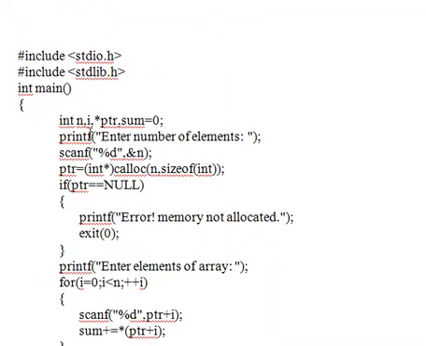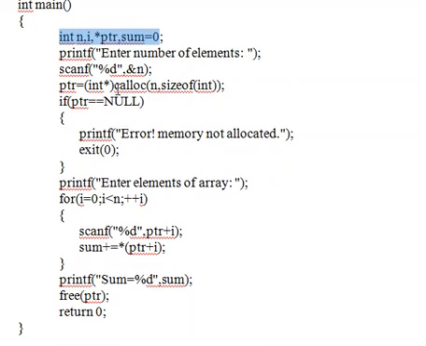So for doing this I am writing the stdio.h header file. Why? Because I am using printf and scanf functions. Next, the stdlib.h header file, because here I am using the calloc function. So when we are using either calloc or malloc function, we have to write this header file, stdlib.h.